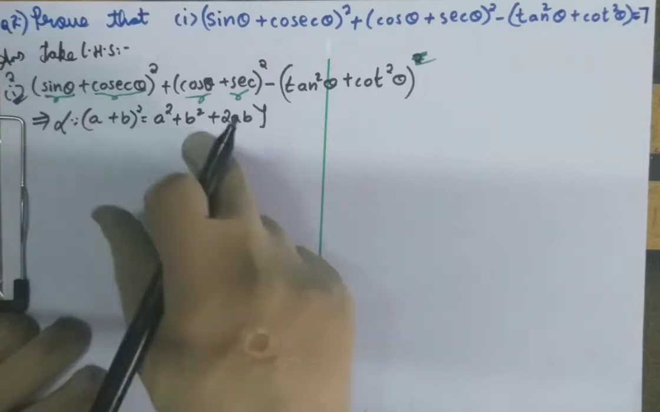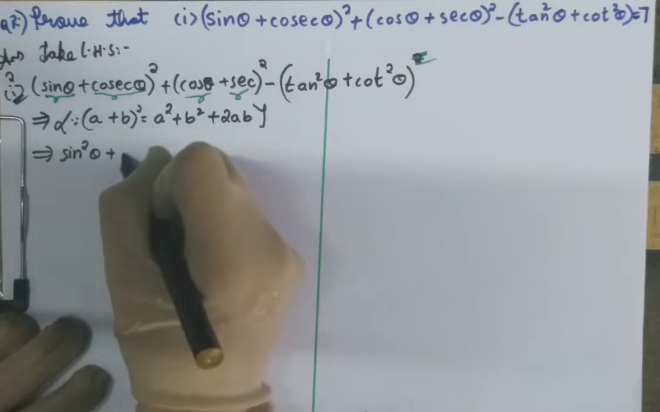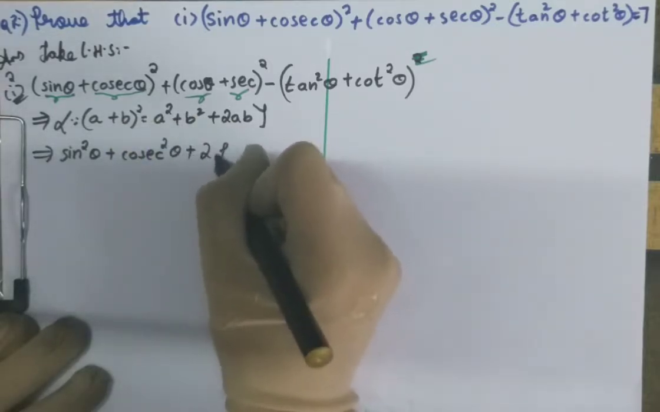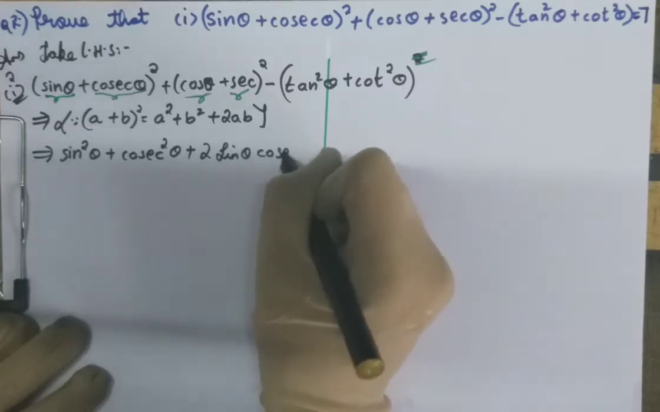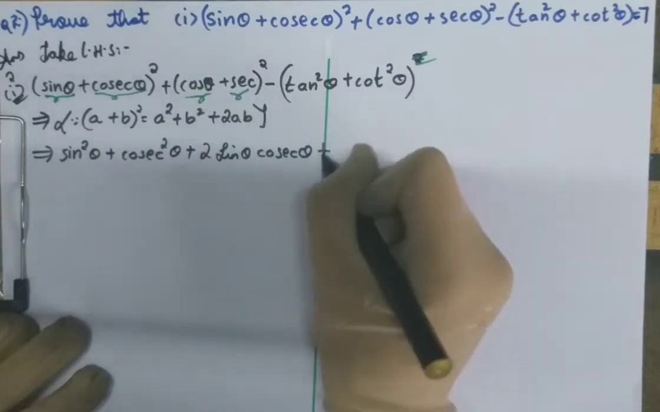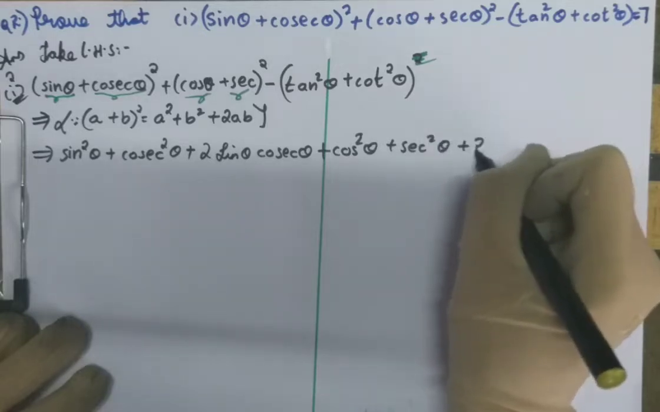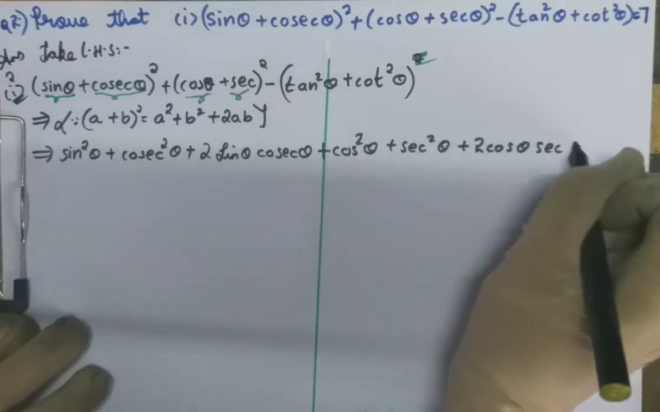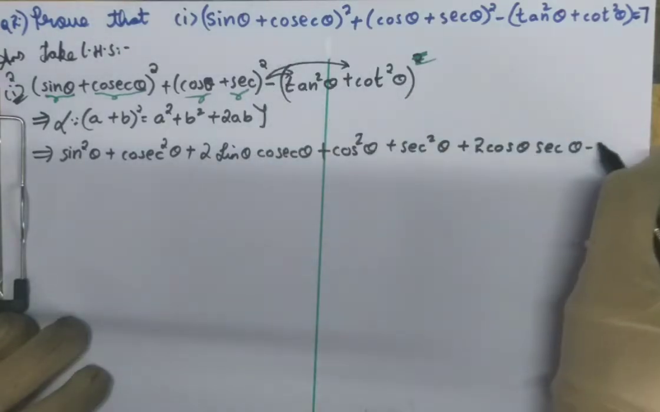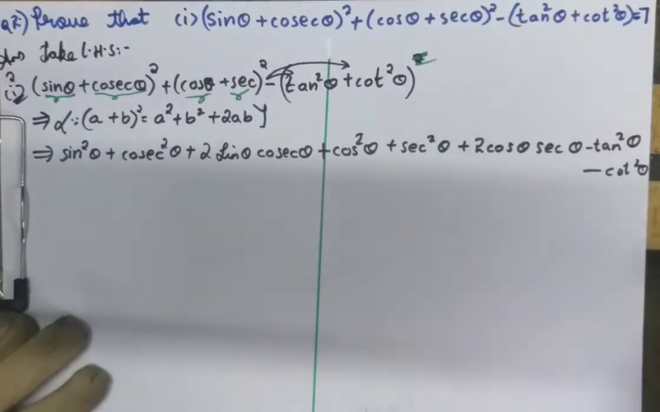A here is sin theta, b is cosec theta. So it will be a^2, that is sin^2 theta, plus b^2, that is cosec^2 theta, plus 2ab, that is 2 sin theta into cosec theta. Now come to this term, (a + b)^2, a here is cos theta, so cos^2 theta plus sec^2 theta plus 2 cos theta into sec theta. Open this, minus tan^2 theta, minus into plus is minus, so minus cot^2 theta.